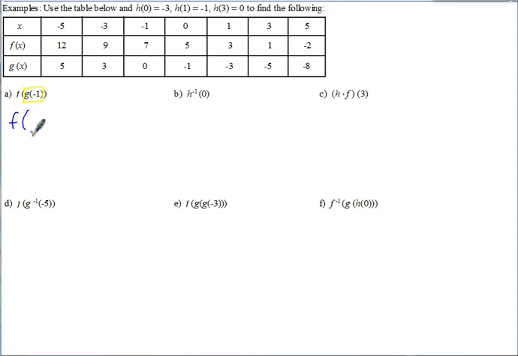So that'll be f of, well, g of negative 1, we're plugging in negative 1 for x, so let's find negative 1 for x, and then find g, let's see, that would be 0. So g of negative 1 is 0. Okay, place that. And now find f of 0. So this means we're plugging in 0 into f of x. So find where x is 0 right here. And f of x is 5. So that's what f of g of negative 1 equals.